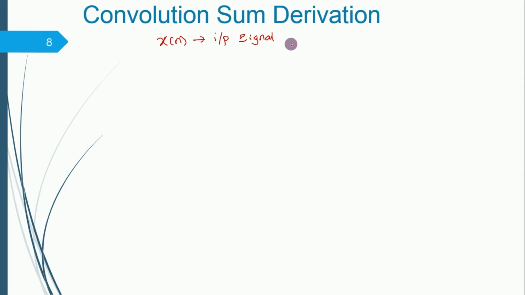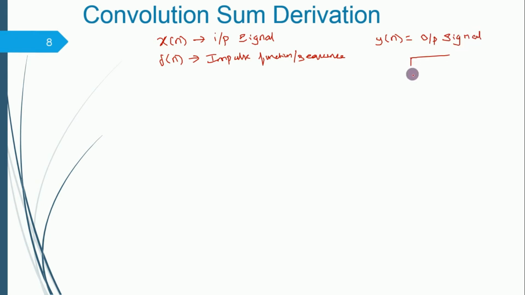And what about delta of n? Delta of n is the impulse sequence or impulse function. We also call it a sequence. And y of n is the output signal. Remember these notations we are using. To represent it, this is a system, this is input, this is output, and the system we represent with h of n. Okay, so remember this.